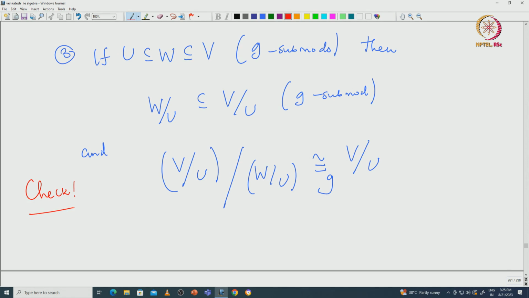So, with this we have the fundamental theorem of isomorphism for modules. I will stop here. I will continue with Schur's lemma and some consequences of Schur's lemma in the next class.